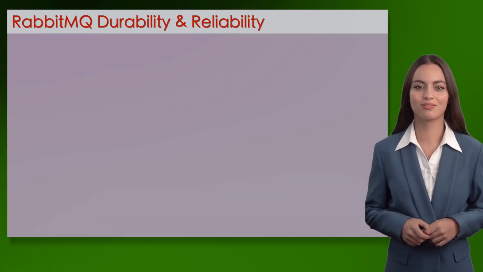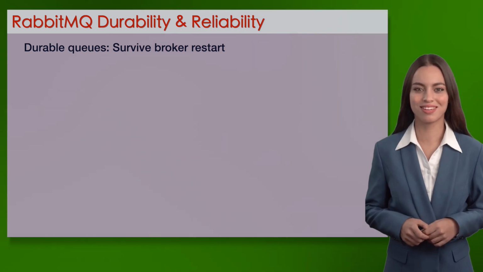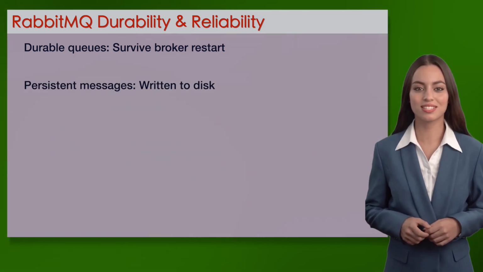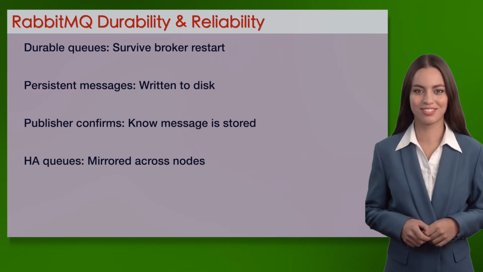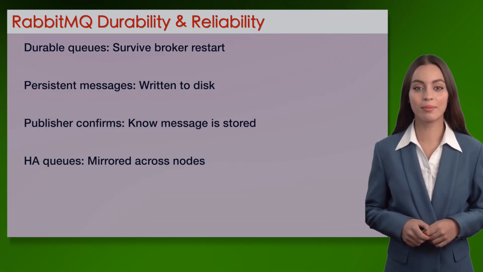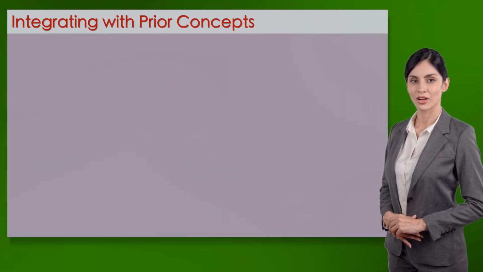RabbitMQ durability and reliability. Mark queues as durable to survive broker restarts. Mark messages persistent to write them to disk. Use publisher confirms to ensure messages are safely stored before acknowledging to the producer. High availability, mirrored queues, replicate across cluster nodes for failover. Integrating with prior concepts.